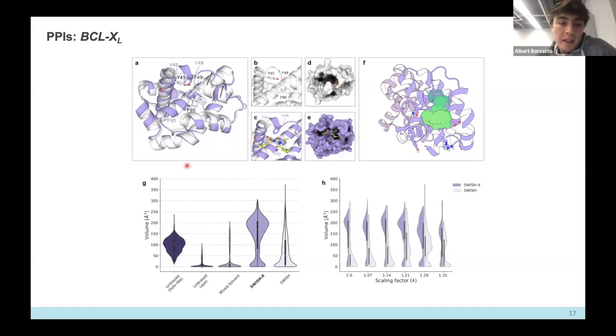If we look at how the different methods perform on this specific system, we notice that only SWISH-expanded is actually able to sample open configurations of a pocket. Mixed solvent doesn't really manage to do so, and SWISH only partially samples open configurations of a pocket. So here we're starting again from a closed configuration, and only with SWISH-expanded did we manage to recover the open configuration of the pocket.